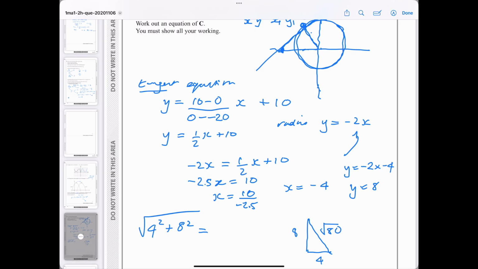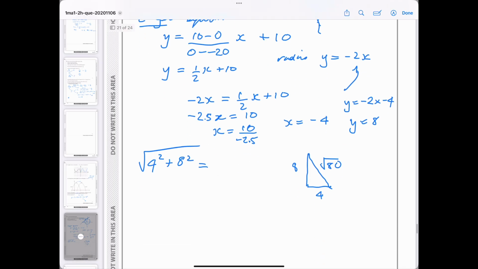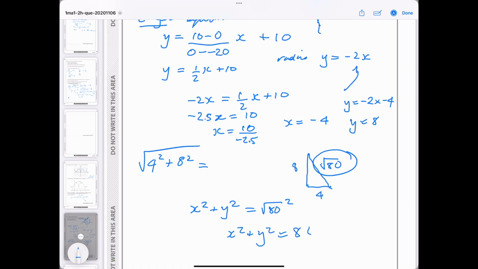And that actually tells us what the equation of the circle is, because the equation of the circle is always x squared plus y squared equals its radius squared. So it would be x squared plus y squared equals 80. And that is that.